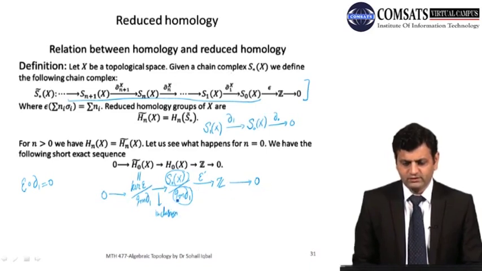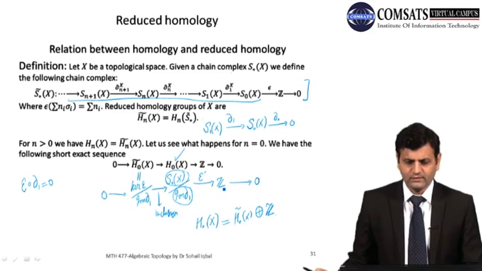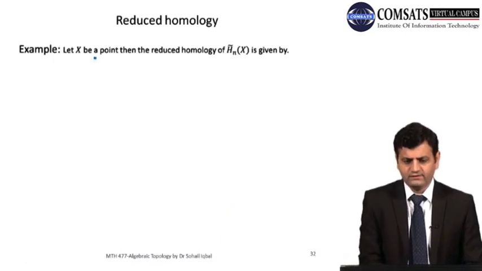So if this is the short exact sequence, then we can easily say what the relationship is between these. So this homology is going to be H naught of X equal to H naught of X tilde direct sum with Z. So that's the relationship between homology and the reduced homology. And in particular, if I have this space to be just a one point space, then I can follow the same procedure and calculate this thing. So let's have a look.